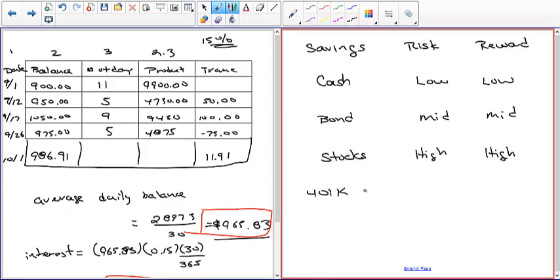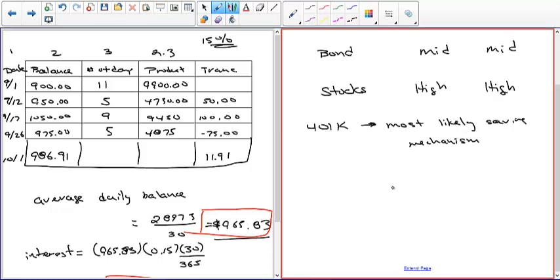So if I ask you a question, what is the most usual mechanism for saving for retirement that's not a pension plan? You would say 401ks, okay? Most likely savings mechanism. What would be the comments associated with this? Start ASAP. Okay, as soon as you get a job and a company has a 401k plan, probably smart to start it as soon as possible.